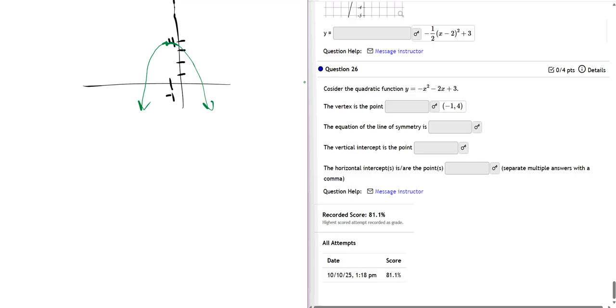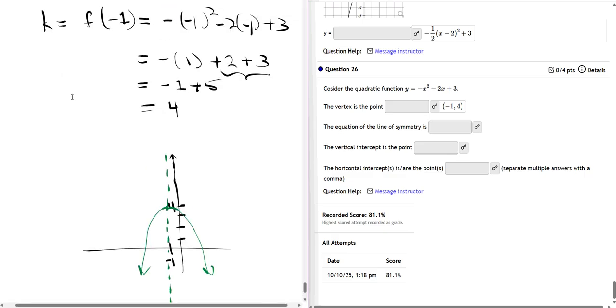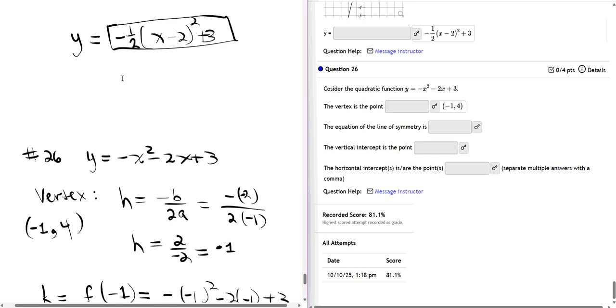Then the line of symmetry is going to be right through my vertex, right? So what is that line of symmetry? That is where x is always equal to -1. So what you have to get used to realizing is that whatever the x coordinate is for your vertex, that's going to be your line of symmetry, x equals -1.